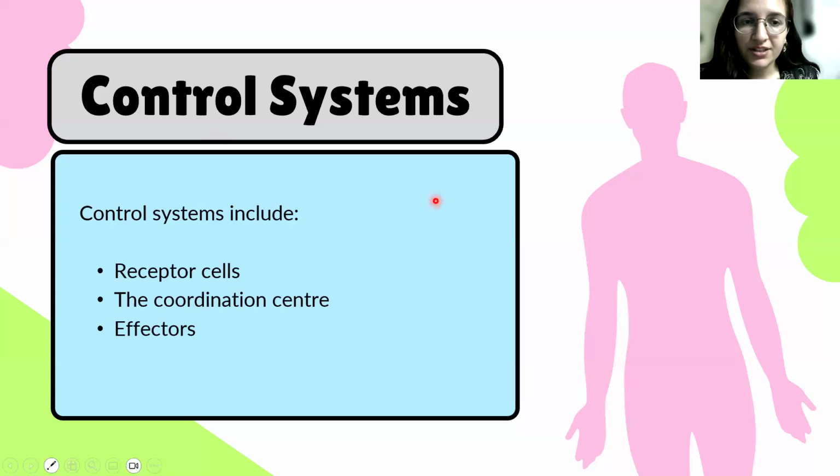And then the control systems. How is this whole system actually controlled? It includes the receptor cells. These are specialized cells that receive the change in the environment. The stimulus is the change in the environment, and the receptor cells are the ones that detect the change. They could be on your fingertips and your tongue, anywhere in the body. Then the coordination center is involved, and you also have the effectors. Effectors are for the action, and the coordination center is the one deciding what actions should be taken.